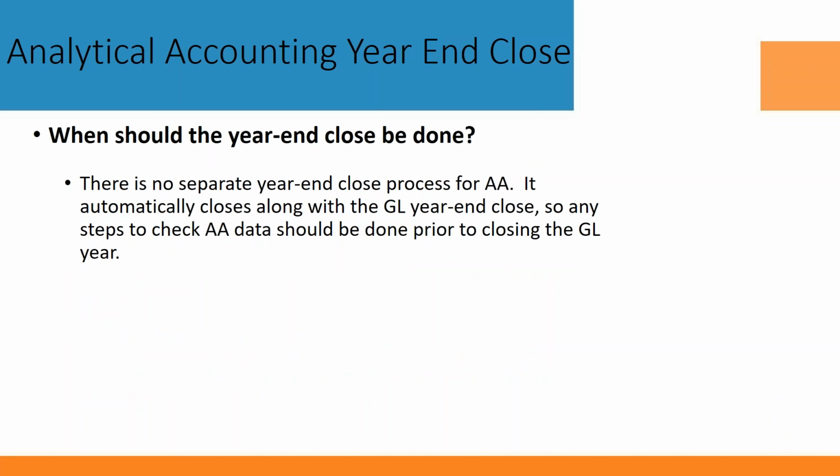If you're using our analytical accounting product, there is a year-end close process there, but it's not really separate. It just automatically closes along with the GL because analytical accounting is really an extension of the GL process, so you're going to do both at the same time if you're using that. So if you have any steps you want to take to check that AA data, make sure it's accurate and complete, you need to do that prior to starting the close of the GL year.